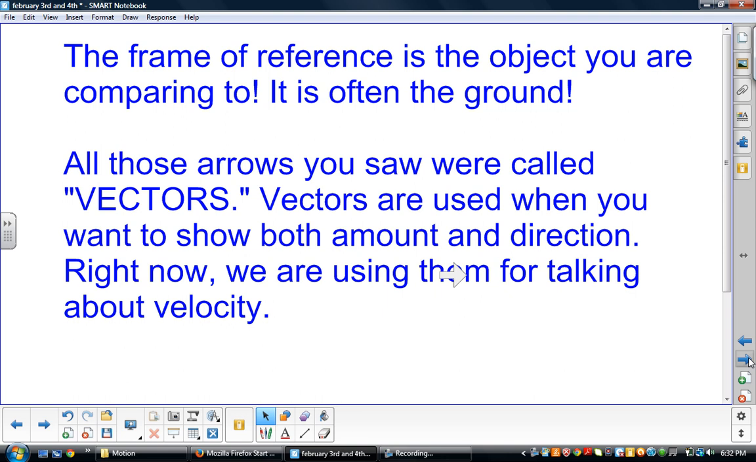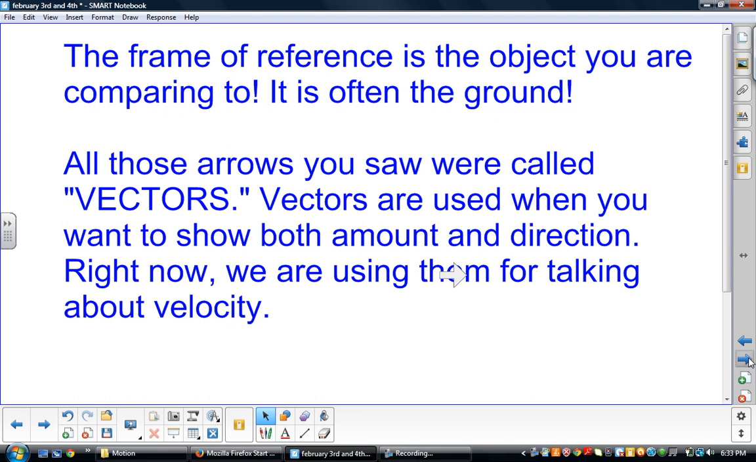Alright, the frame of reference, again, is the object you're comparing to. Sometimes it's called the frame of reference, sometimes it's called the reference object. Very often the reference object is the ground. We're going to be doing a lot of math type problems in this class, and if it ever doesn't say what the reference object is, you can assume it's the ground.